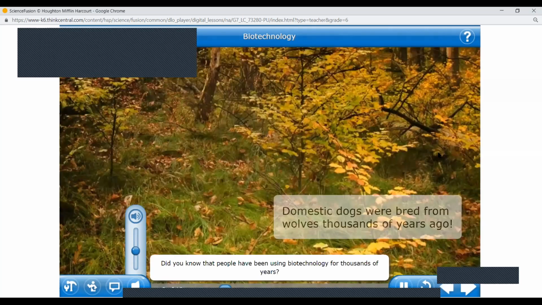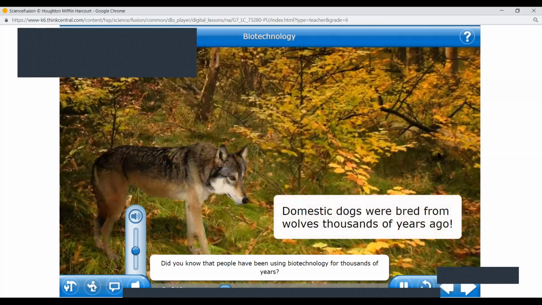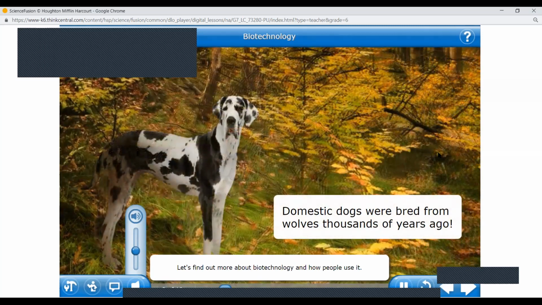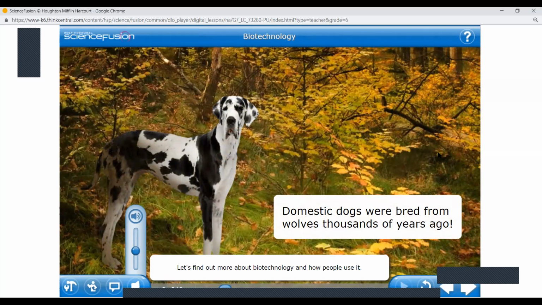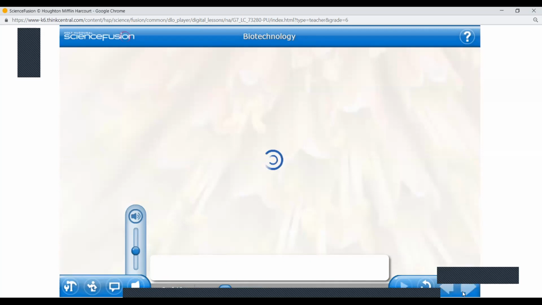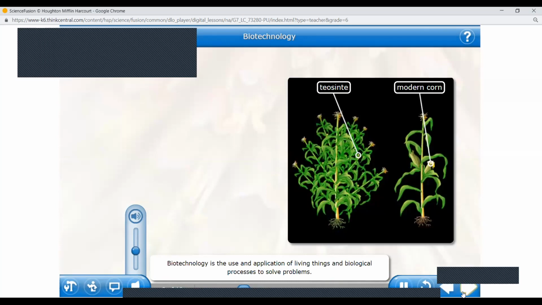Did you know that people have been using biotechnology for thousands of years? Let's find out more about biotechnology and how people use it. Biotechnology is the use and application of living things and biological processes to solve problems. Artificial selection is the breeding of organisms for desirable traits. For millennia, people have used artificial selection, or selective breeding, to develop desirable traits in plants and animals.